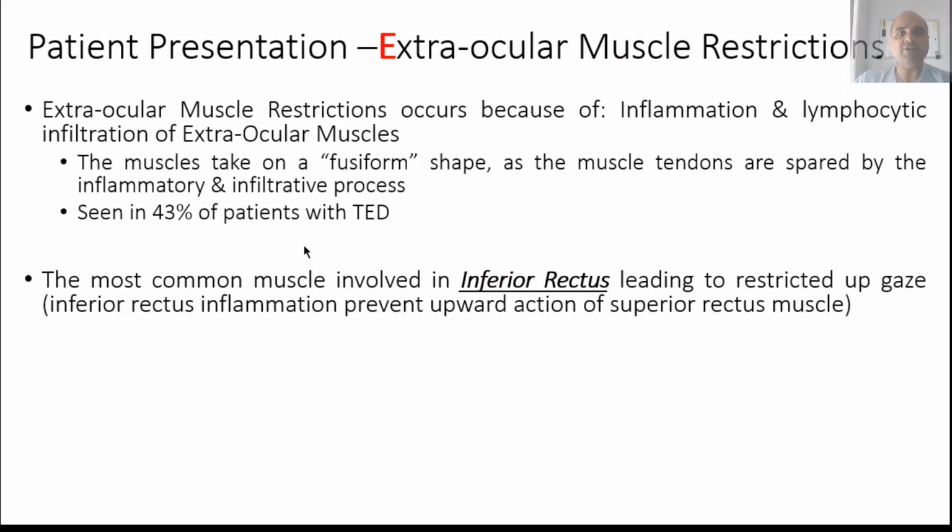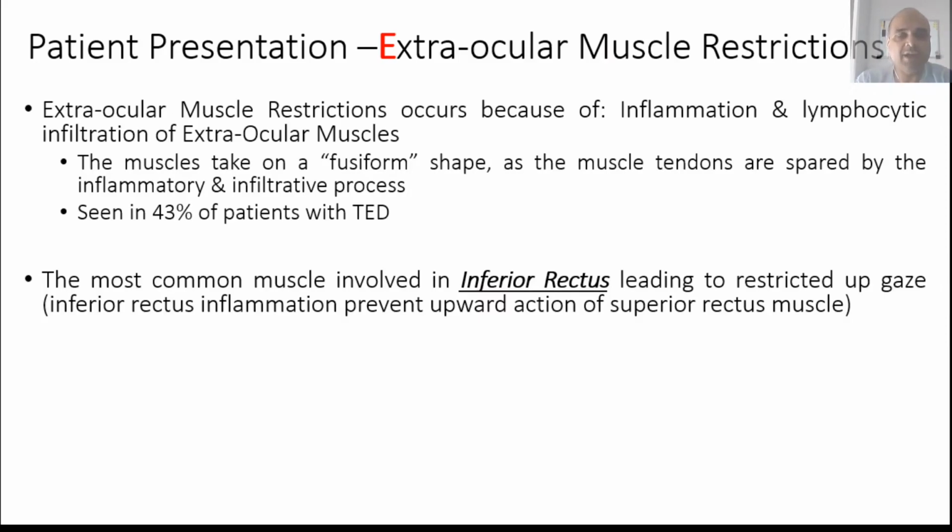Anyways, so extraocular muscle restriction occurs because of inflammation and lymphocytic infiltration of the extraocular muscles, and they become fusiform because it's only affecting the muscle belly and the tendons are sort of spared. This is seen in 43% of patients with thyroid eye disease. The most commonly involved muscle is the inferior rectus, and since the inferior rectus has to relax if the eyeball has to rotate upwards, and since it's become fusiform, it does not allow the superior rectus or the elevators of the eye to act. So you have a problem with elevation.